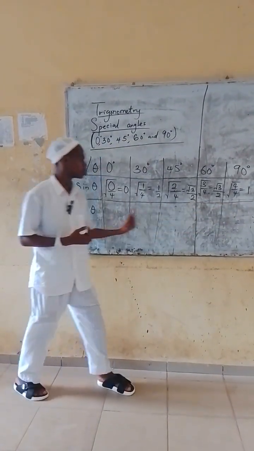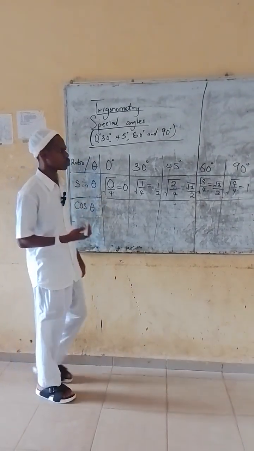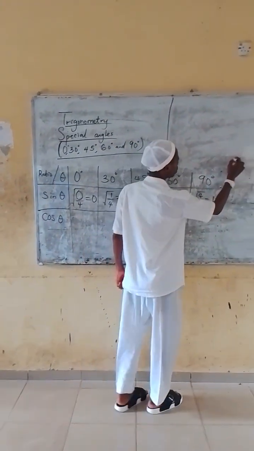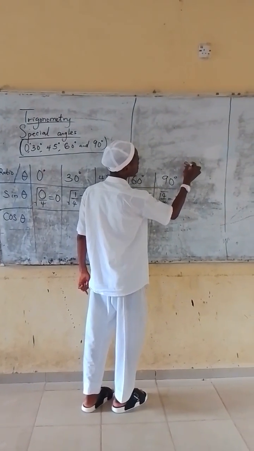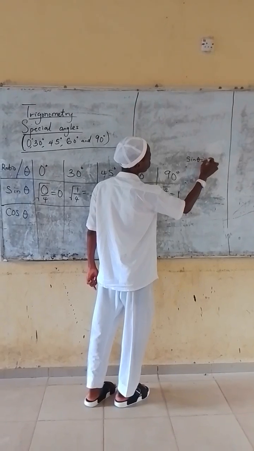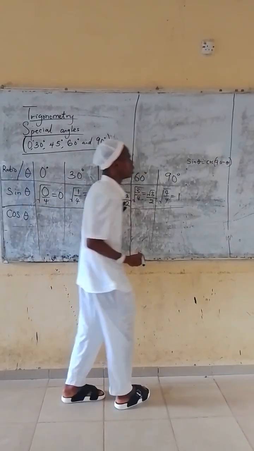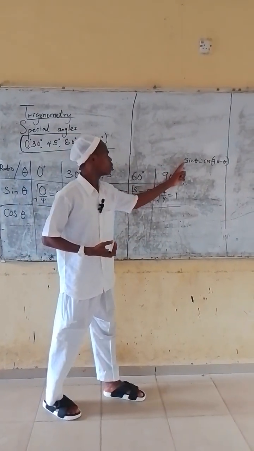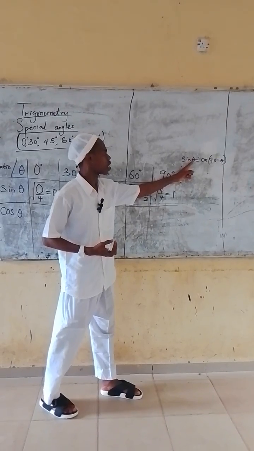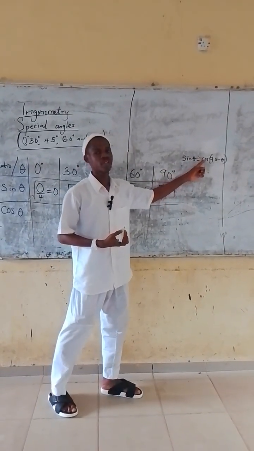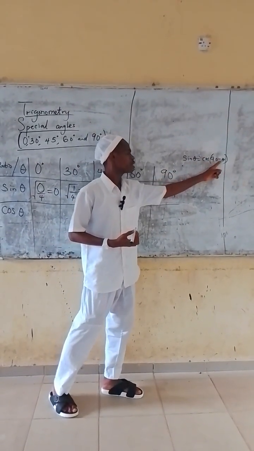0 here, 1, 2, 3, 4. So instead of doing that, we should remember that under complementary angle, we said that sine theta equals cos of 90 minus theta. That means if I put 0 here for my theta, it will be equivalent to cos of 90 minus 0.